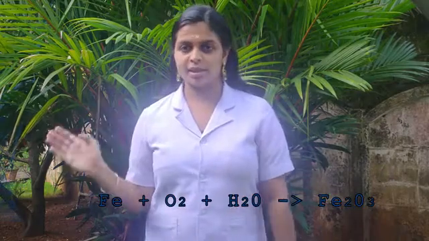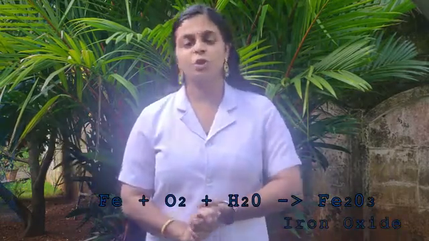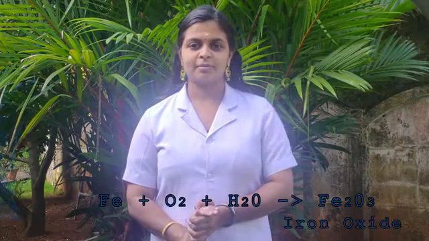So let's write the chemical equation of rusting of iron. Iron plus O2 plus H2O gives rust. Rust means iron oxide, Fe2O3. Children, how can we prevent rusting of iron? The remedy to prevent rusting is to avoid contact of iron material with air and water. We are using many methods to prevent rusting. So let's discuss those methods.